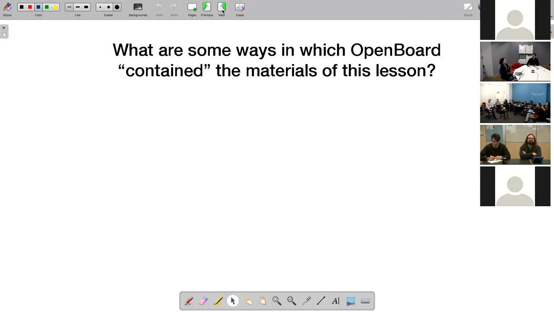So I want to return to our little groups of 2 and ask this question. What are some ways in which OpenBoard contained the materials of this lesson? How did it serve as a storehouse or repository of the things that you did as a student during the lesson? So you were a student, and from your point of view, how did it contain the materials of the lesson? So let's take 2 minutes to do that one, and then we'll talk about it together.